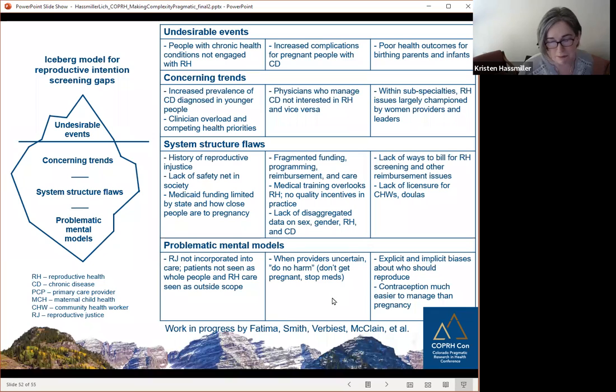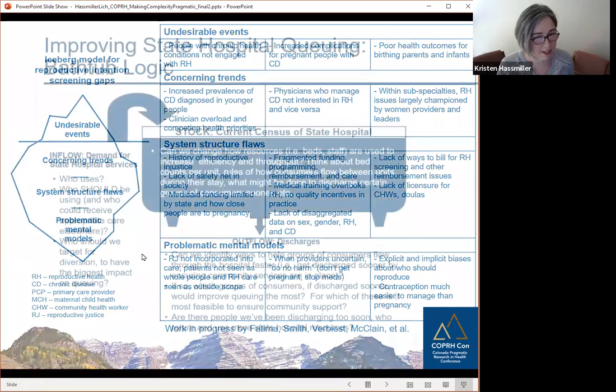And at the very bottom, and probably one of the most important things for us to address, are the problematic mental models that different people carry, because when we carry problematic mental models, we're creating system structures that are often making the problems worse. So an iceberg model helps us organize our insights about the problem in context, the system structure flaws, and the problematic mental models that allow it to persist. It's a good way to take what might otherwise be a really complex causal loop diagram and start to talk about it with others that maybe weren't part of that process.